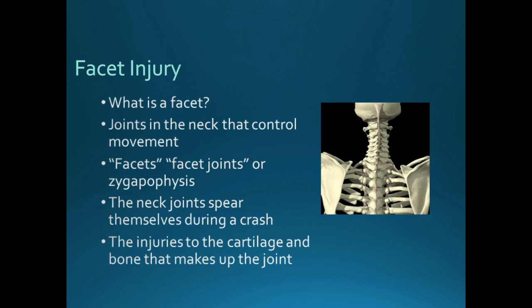To look at the facet itself, we're talking about a joint. This can also be called a zygapophyseal joint, but it's harder to say that than facet. And what these joints do is they allow movement of the neck normally, but in a high force, they allow a shearing type action that can damage both that facet and the area around it, whether it's cartilage or whether it is ligament that's involved.